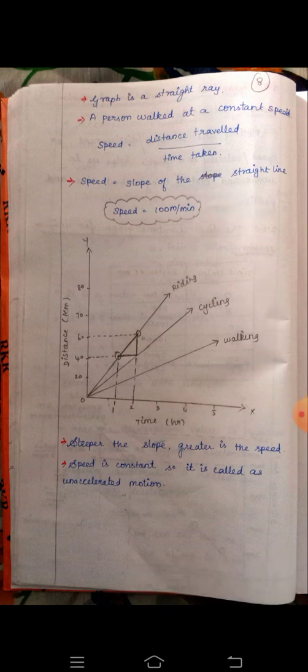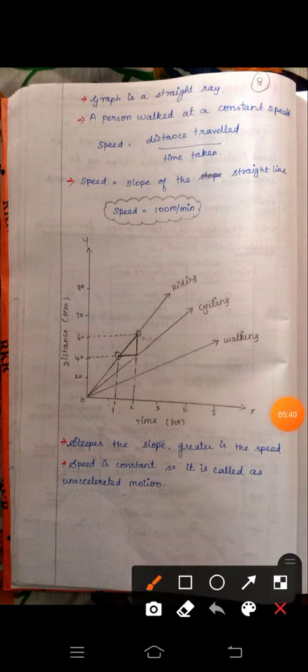So the distance time graph of the three would be as in the given graph. See here, the distance is shown in the graph. Next, the slope of the line on the distance time graph becomes steeper and steeper as the speed increases. See here, one is for walking, another one is cycling, another one is riding.